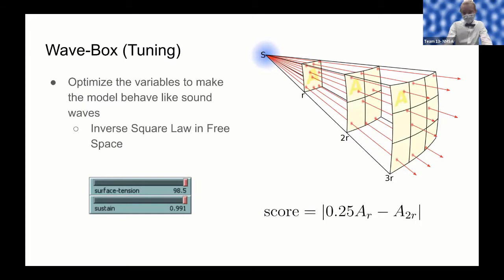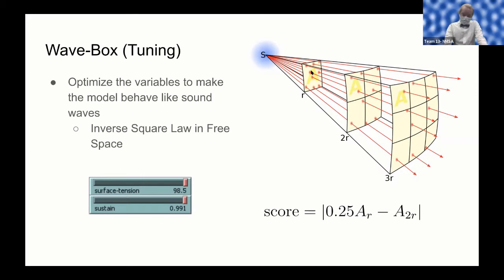So once we have these two variables, we needed to figure out what values we should choose for them. And we decided we'd do this by optimizing the model to match some predefined quality. The predefined quality we chose was the inverse square law in free space. The inverse square law basically states that from a source object, the amplitude will decrease by 1 over the square of the distance. For example, at this square over here, 2r, we can expect the amplitude to be 1 over 2 squared, which is 1/4 of the amplitude at r, because it's twice as far away.